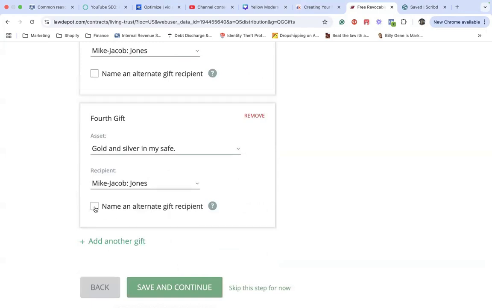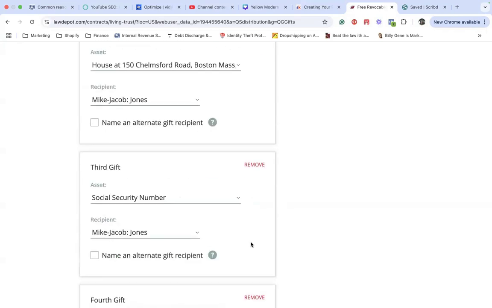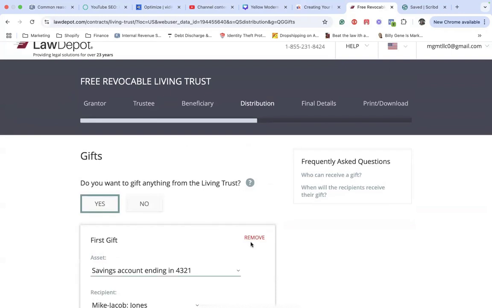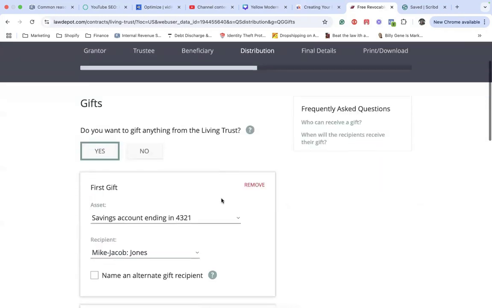You can also name an alternative, right? This is if you have alternatives, but because we don't right now, right? If you had 4 or 5 people in there, you can separate it. You can give different people different things in your trust. Remember, this is your guys' trust. You kind of decide how you want to set it up. Like, who do I want to gift my stuff to?